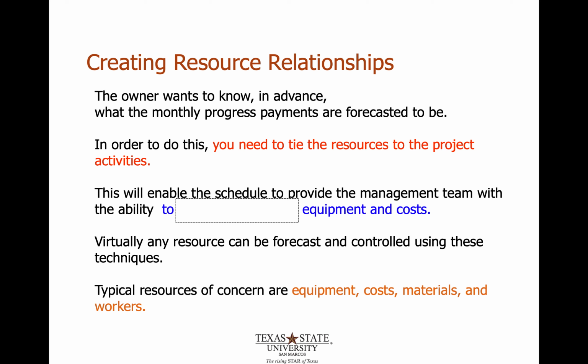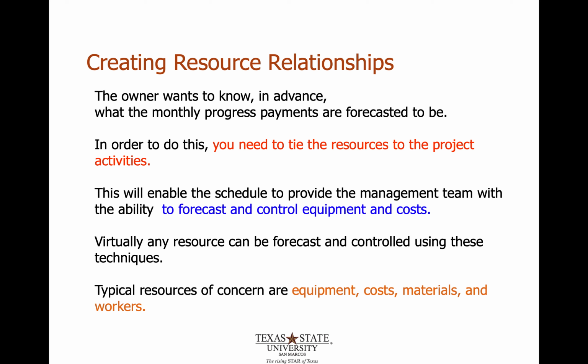So to do this, you need to tie the resources to the project activities like I've been talking about up to now. Doing this will enable the scheduler and the project manager to provide the management team with the ability to forecast and control this equipment and cost, these two resources. So effectively controlling any of these resources. For now, we're specifically looking at equipment and cost.